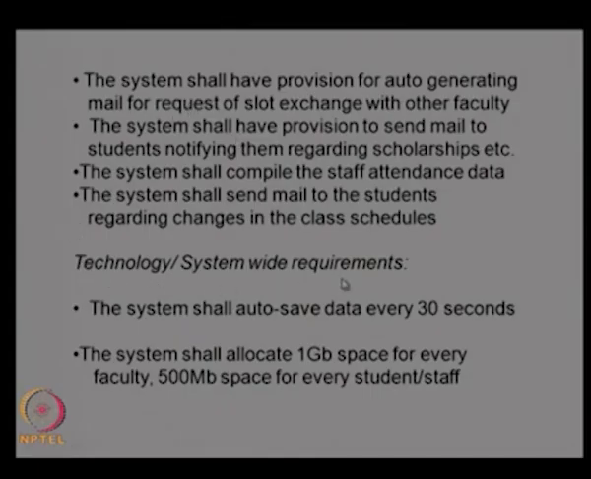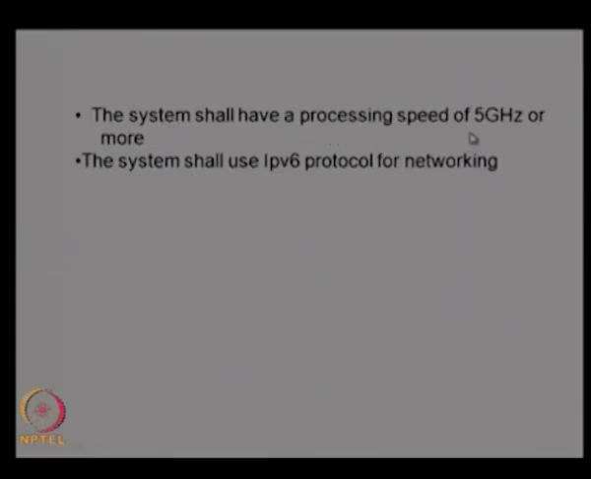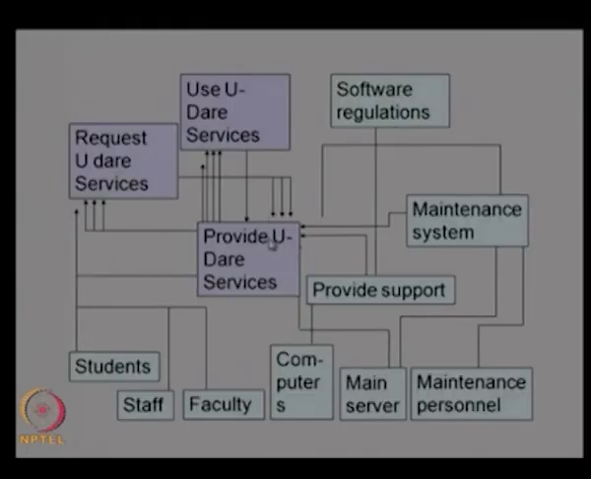Similarly, for technology and system wide requirements, the system shall auto save data every 30 seconds. The system shall allocate 1 GB space for every faculty, 500 MB space for every student staff. Of course, these numbers can change, but this actually shows that we need to identify this requirement also and record it. Then the system shall have a processing speed of 5 GHz or more. The system shall use protocol 6 or more for the networking applications. So again, these are the technology or the system wide requirements. So we record all these in the originating requirements document, and this gives the external system diagram.